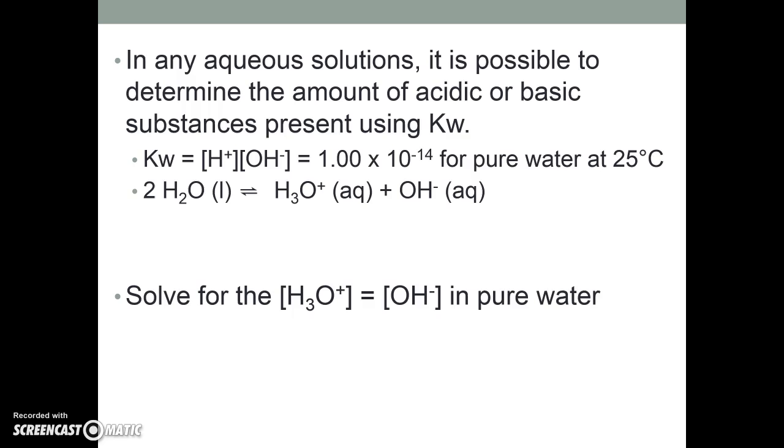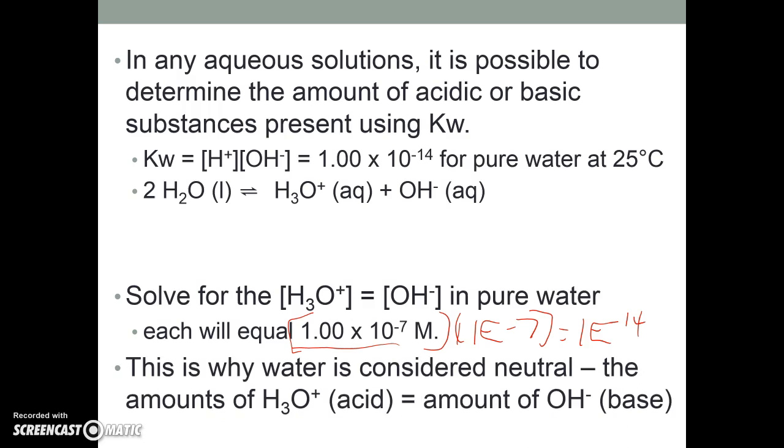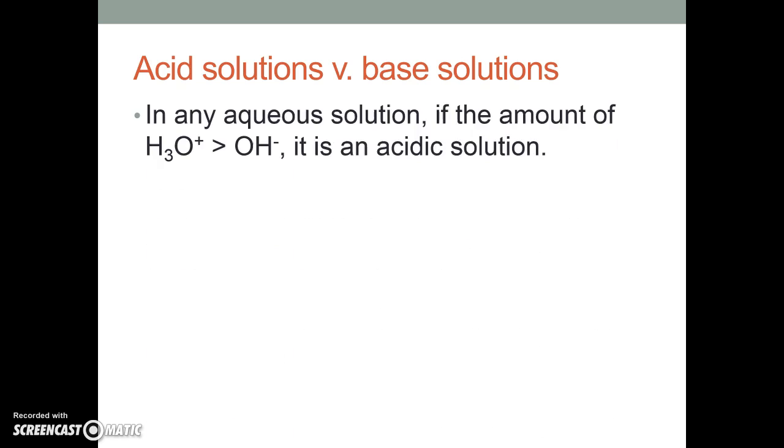One thing to notice: in pure water, the pH is 7 because it's neutral. The H3O plus ion concentration equals the OH minus ion concentration. They will each equal 1 times 10 to the negative 7th, because 1 times 10 to the negative 7th times 1 times 10 to the negative 7th equals 1 times 10 to the negative 14. This is why water is considered neutral. The amounts of H3O plus, the acid, and OH minus, the base, are the same. They're both negative 7.